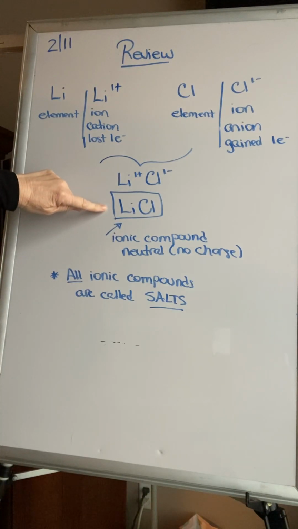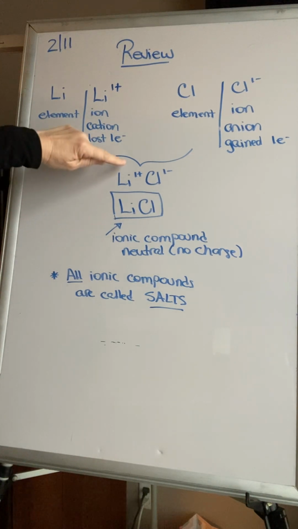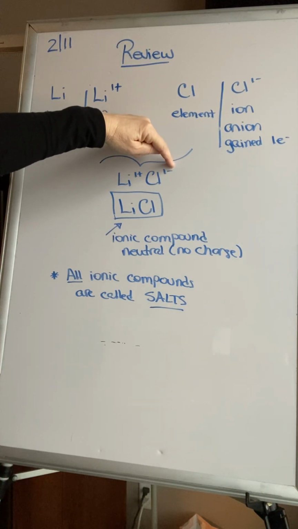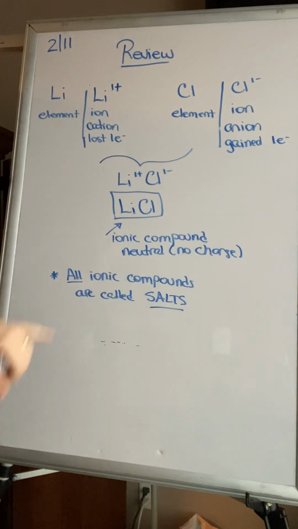Note that the compound itself is neutral. There are no charges in the compound. And the reason why is because of the electron transfer. So remember that this symbol, this oxidation number here, tells you that lithium is going to lose one electron and chlorine is going to take that electron. So the formula itself will be neutral.